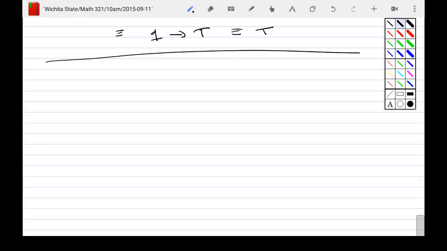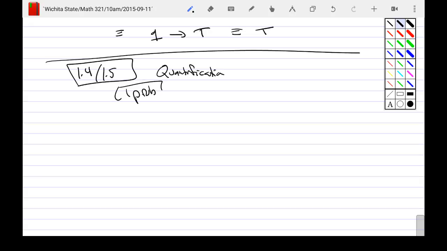All right. For 1.4 and 1.5, this is quantification. We only have one problem. It's a multi-part problem, though, where we're going to go from English into symbols and back. And this is, again, multiple parts.